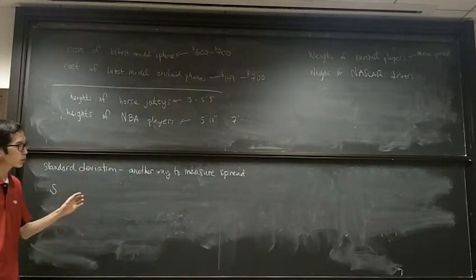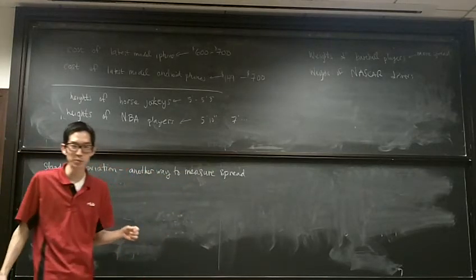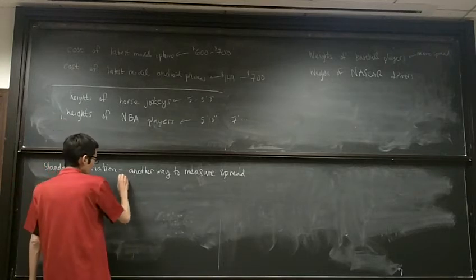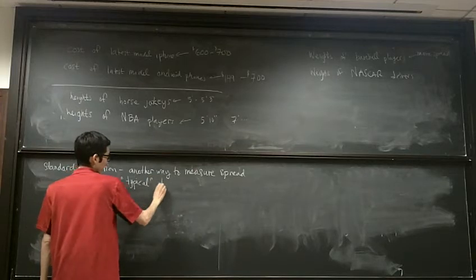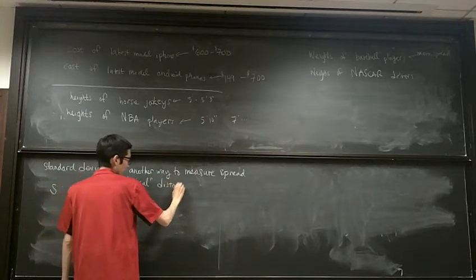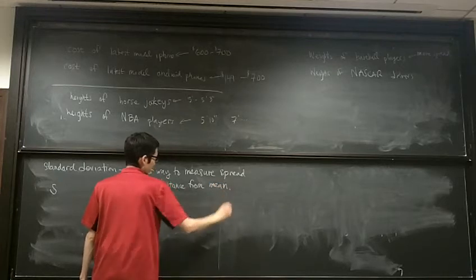typical working definition is what is the typical distance a point is from the mean, okay? So it can be thought of as the typical distance from the mean. Alright.